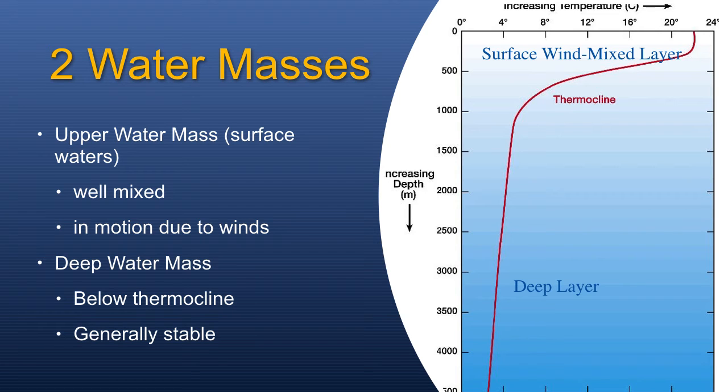So on the basis of these abiotic factors, we can say that we know of 2 different water masses in the planet. And we could divide those water masses into the upper water mass, or the surface waters, where we've got well-mixed waters from interaction with the atmosphere. It's in motion due to the winds. And then we have this very stable, deep water mass that's beneath the thermocline, where everything's kind of averaged out, and it's all very much the same.